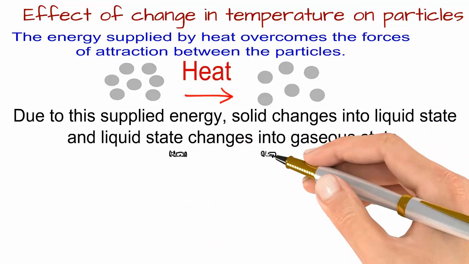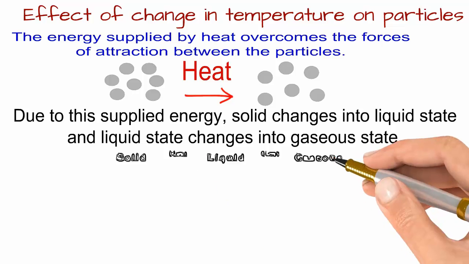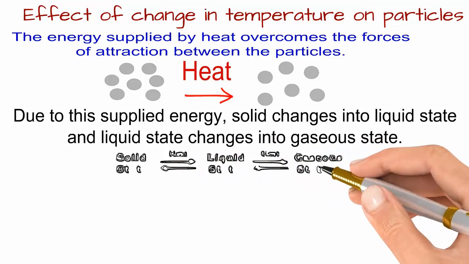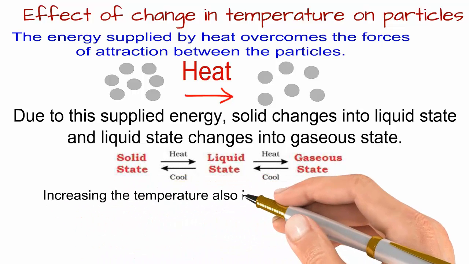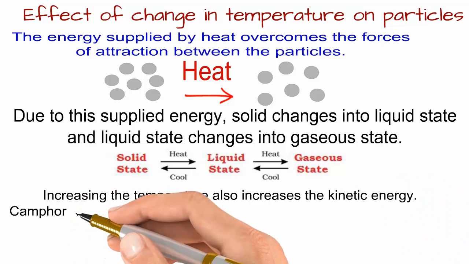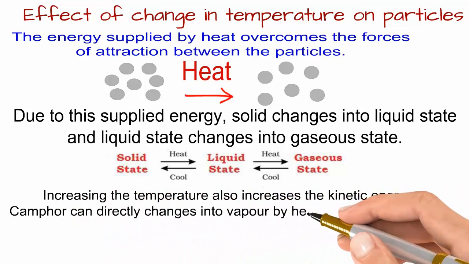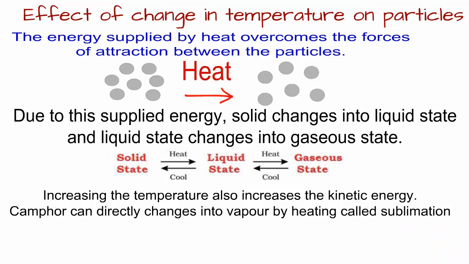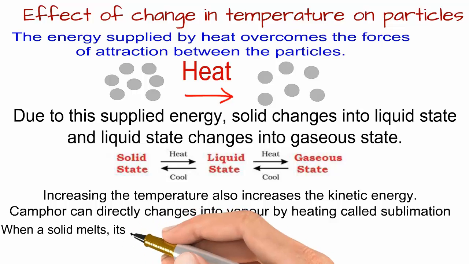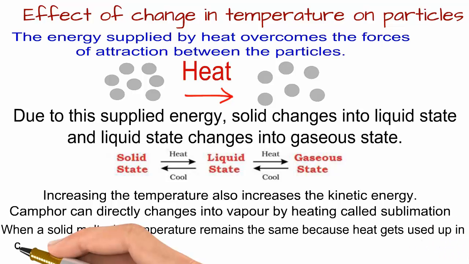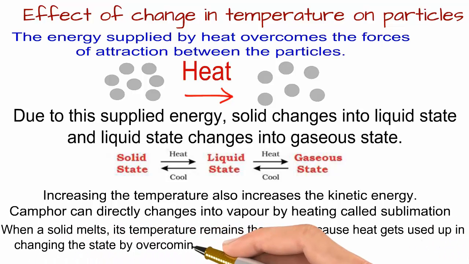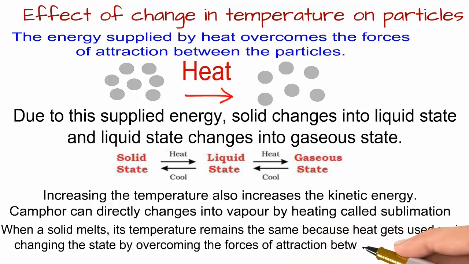Let us look at the interconversion chart. Solid state changes into liquid state on heating, and the liquid state changes into gaseous state on heating, while gaseous state reverts back into liquid state on cooling, and liquid state reverts back into solid state on cooling. Increasing the temperature also increases the kinetic energy. Camphor can directly change into vapor by a process called sublimation. When a solid melts, its temperature remains the same because heat gets used up in changing the state by overcoming the force of attraction between the particles.